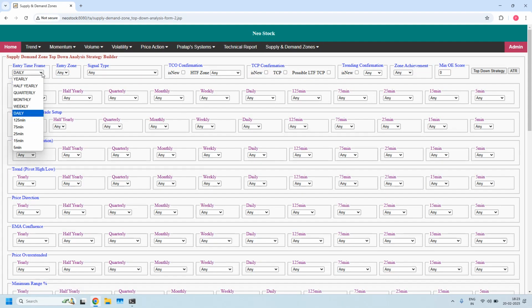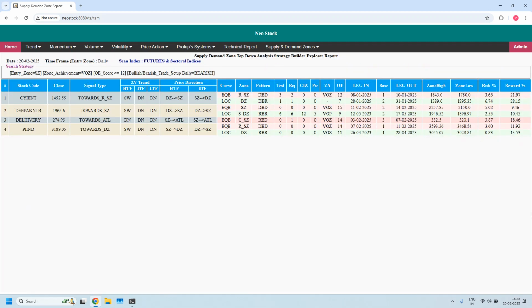Entry time frame is daily. Entry zone is a supply zone. In bullish or bearish trade setup at entry time frame daily, I am selecting bearish. And zone achievement: violated opposing zone. Minimum order enhancer score should be 12. Both filters are applied to the daily supply zone. Let's filter. We got 4 stocks.